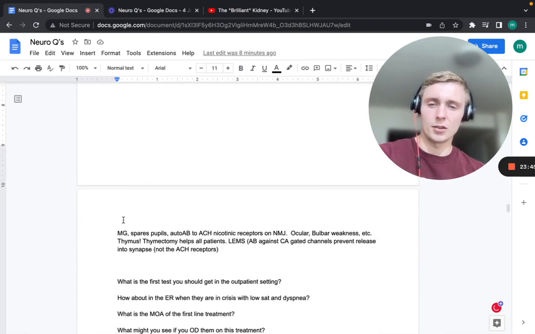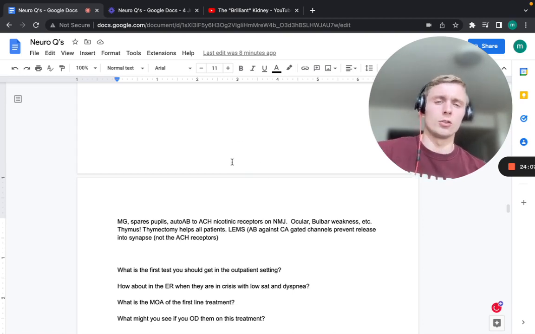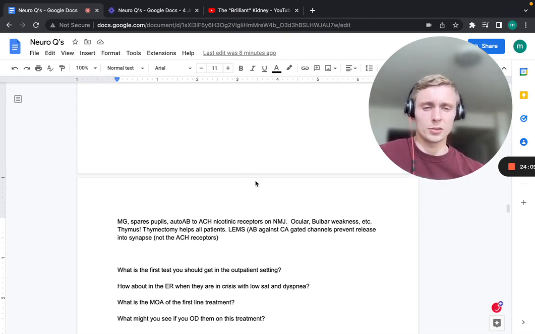So this is going to be myasthenia gravis. It spares the pupils, and the pathophysiology is autoantibodies to the acetylcholine nicotinic receptors on the neuromuscular junction. So we're going to be exhausting all the acetylcholine in the synapse throughout the day, and it leads to that weakness. And especially since this lady had weakness with chewing and swallowing around dinner time, it's also going to lead to that bulbar weakness, those bulbar symptoms. So those are muscles that use up the acetylcholine as well. So like we said, ocular weakness for the ptosis that we can see, bulbar weakness that was in the vignette, and also the thymus is going to be abnormal. So we can do a thymectomy, which helps all patients.